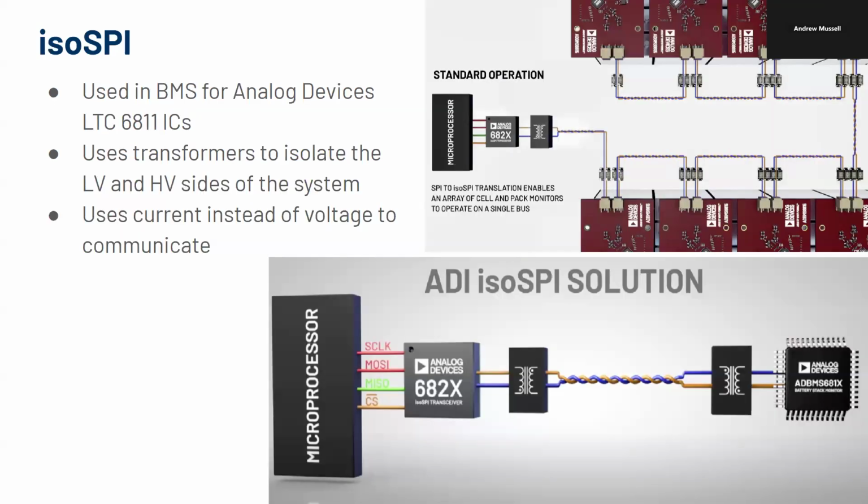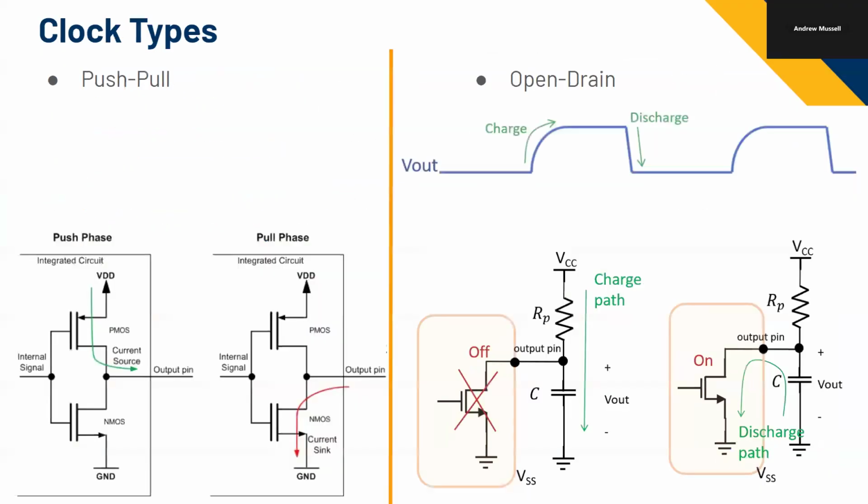Okay, I'm going to skip ahead a bit so we can talk about clock types first, because I feel like it'll make more sense. There are two clock types, push-pull versus open drain. And these aren't just clock types, they're also ways that you can set the voltage on a net. It's usually used for digital communication, but you could use them for other things as well.